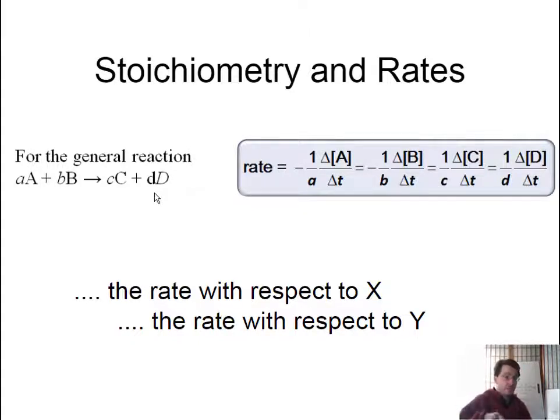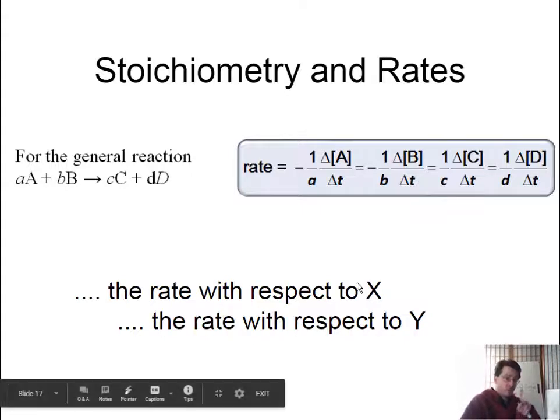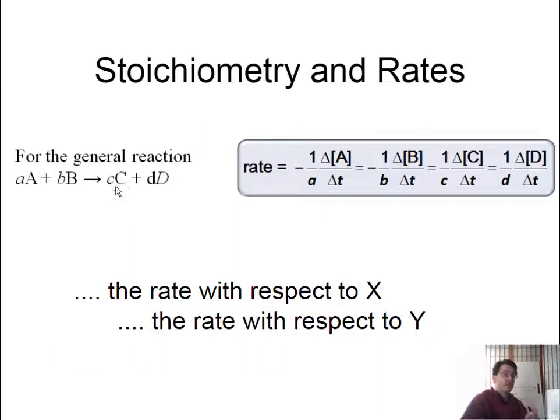So the apparent rate, the rate with respect to one of the components, say B, will be different than the rate with respect to the other component. But the overall rate of the reaction will be the same. All of these rates are tied together by the relationship. If one of them has a stoichiometry of 2, it will increase twice as fast. At 3, it would increase 3 times as fast. And so we eliminate that. We just talk about the overall rate of the reaction.